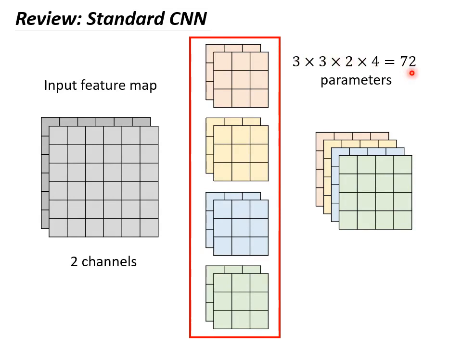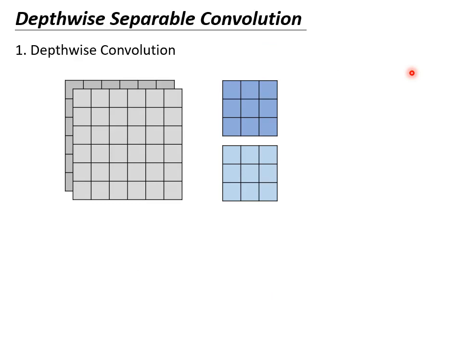72 parameters in total. The method I'm going to introduce is called depthwise separable convolution. What makes that a good method? We'll talk about its principle later. Before that, let's first talk about its operation. There are 2 steps in depthwise separable convolution.